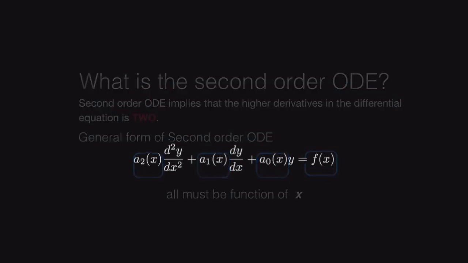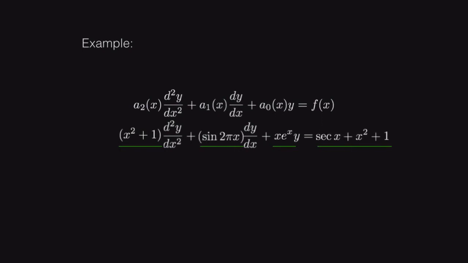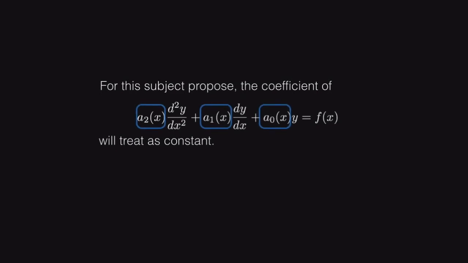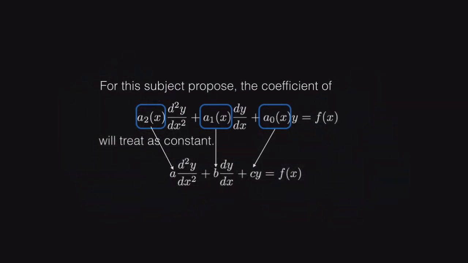Let's take an example here. This is the general form, and we have the derivatives, first order and second order, and then the coefficients. Maybe you can put something like a function of x, or sine x, or exponent x, and the last one can be another function of x. But for this subject's purpose, we treat a1, a2 as constants, something like a, b, c.